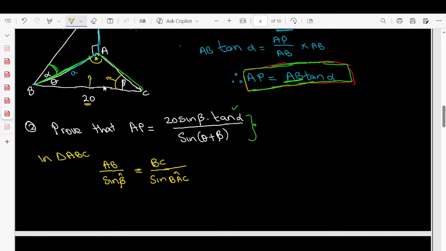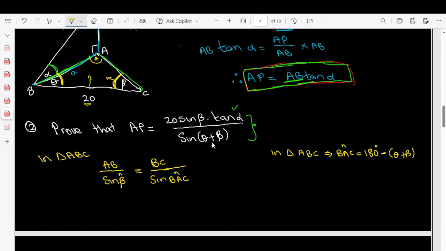So you need to ask yourself, how can we find that angle? To find that angle, we can use the sum of angles in a triangle. We can say that in triangle ABC, we are looking for angle BAC. This angle is equal to 180 degrees minus the sum of what? The sum of these two angles. We need to subtract the sum of these two angles. So I can write this as minus theta plus beta.